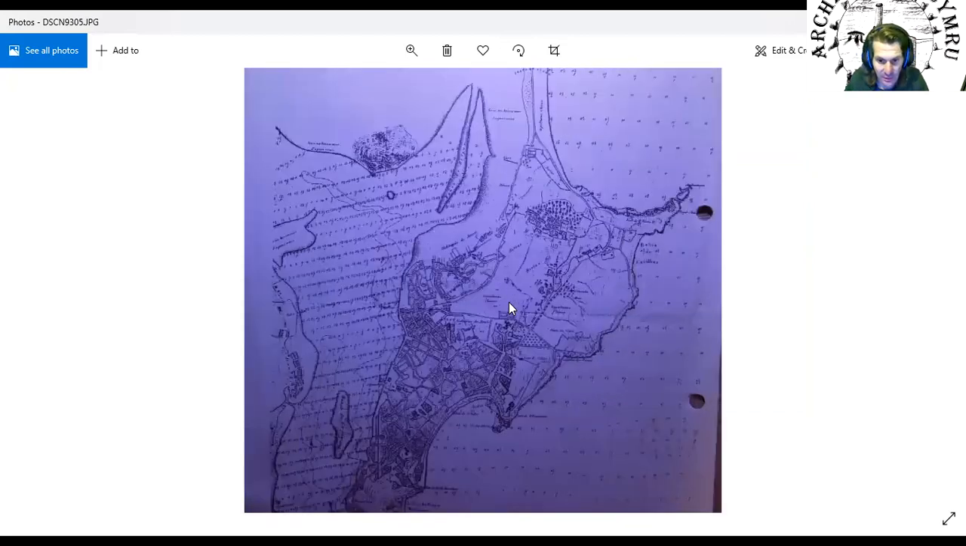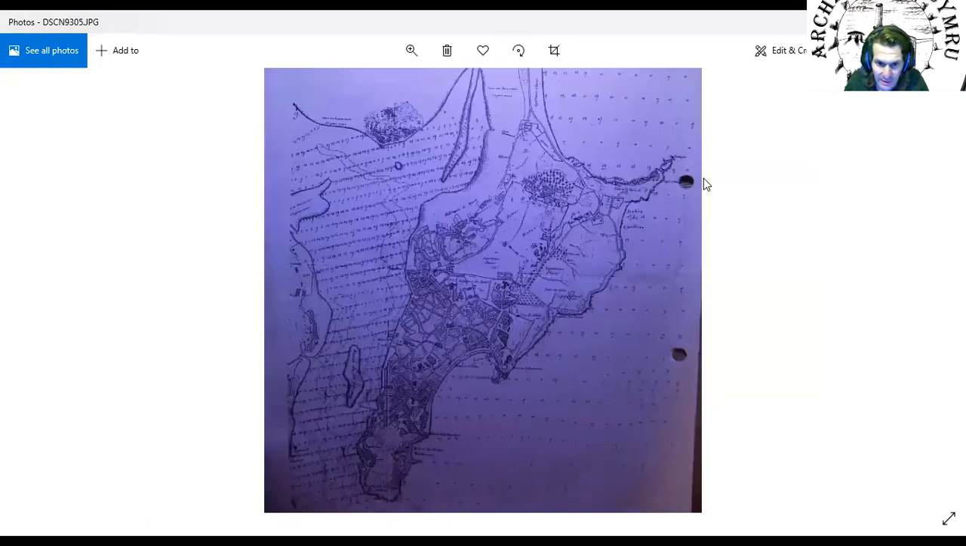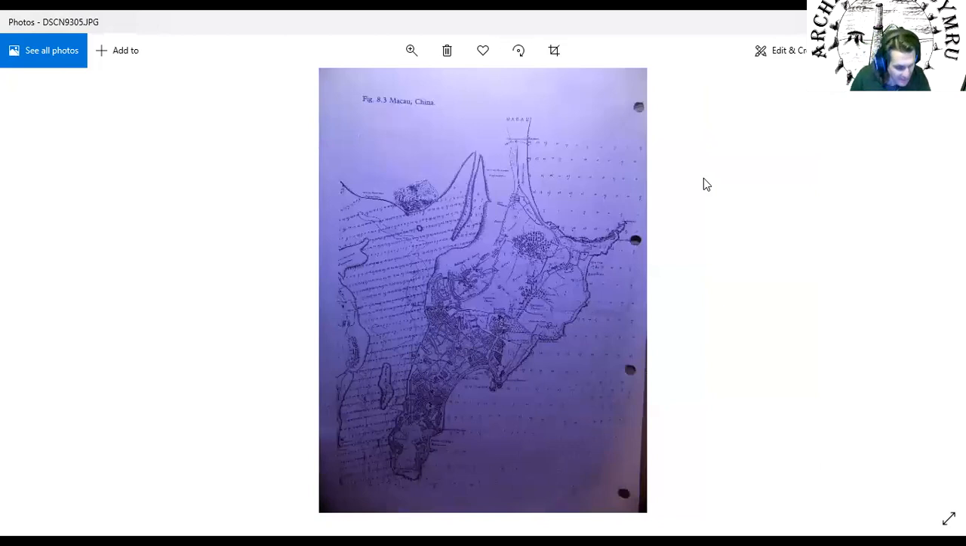So as we know, the Portuguese were in Macau, and look how detailed that is. You know, you've got a nice defended site in the middle. You've got all the street patterns. You've got the surrounding landscape around it. And you really start to get an idea what this landscape was like in regards to Macau in the late 1800s. It shows considerable detail.